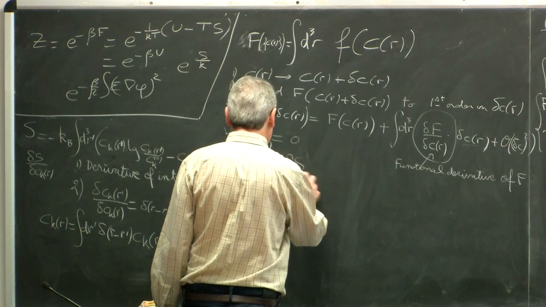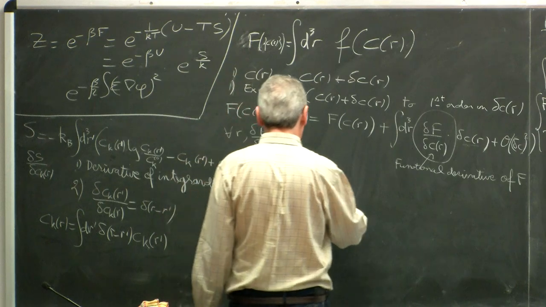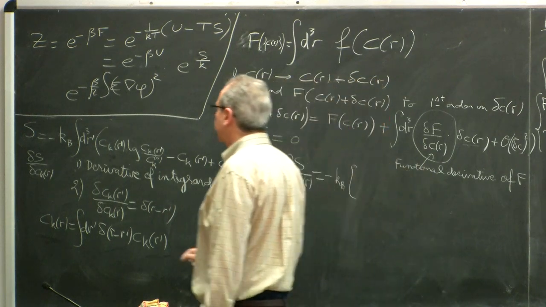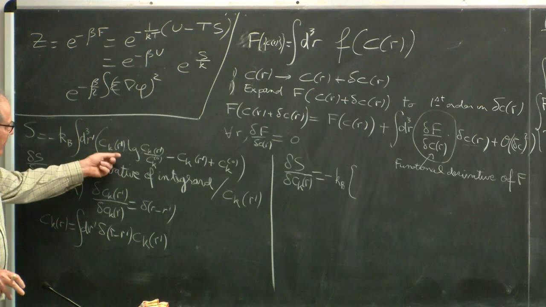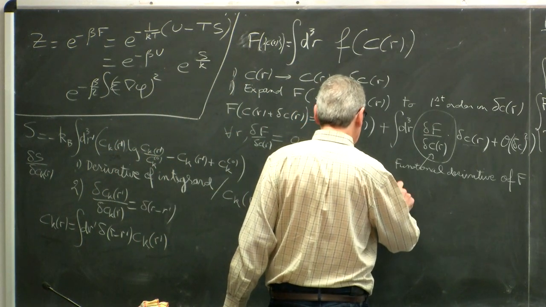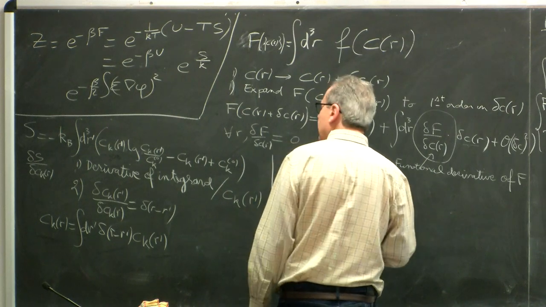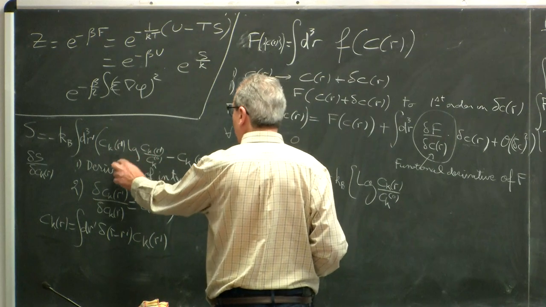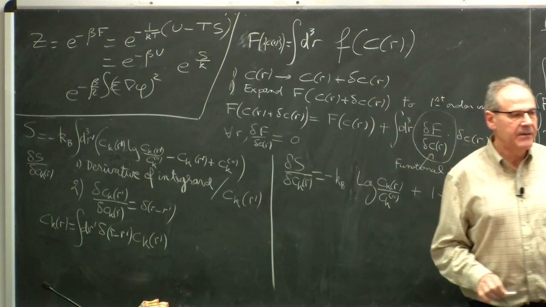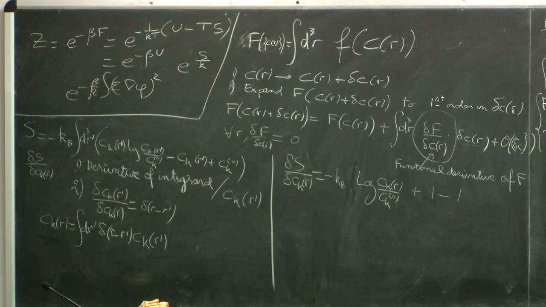So if you use these rules, you get that delta S by delta ck(r) is equal to minus kB times... essentially, you take a derivative of this. This will give you log ck(r) by ck0, and then plus 1 minus 1. So that's it. I suggest, if you have afternoon sessions or whatever, that you practice this functional derivation a little bit, because we will use it extensively next week.